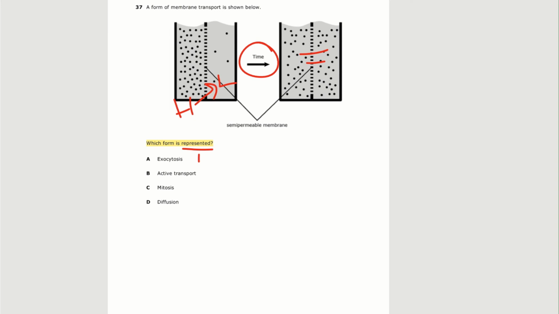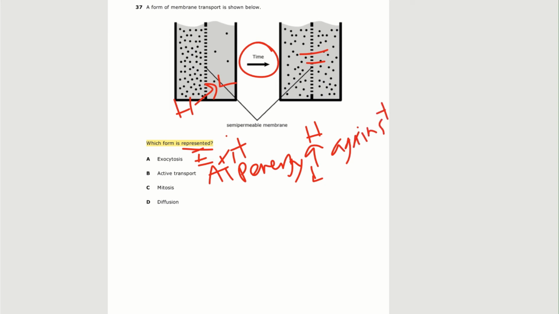Exocytosis means, I already told you this, exit. Active transport means ATP, energy. What else did we say it meant? We said it meant from low to high. Is that what's happening here? We said it meant against the concentration, which means low to high. Mitosis. Wait, what? Mitosis is cell division, the body cells, remember?